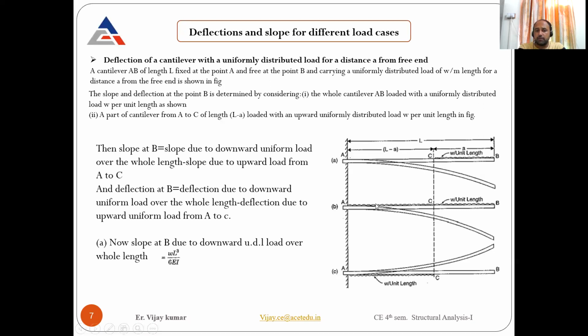And we have seen in the previous case, the first case of UDL over the entire span, and we have seen the case when the UDL is at a distance A from the fixed end. Now, what is the conclusion here? If I calculate the value for UDL over the entire span, what is the value of deflection at B and the slope at B? We know that the values are WL cube by 6EI and WL to the fourth by 8EI.